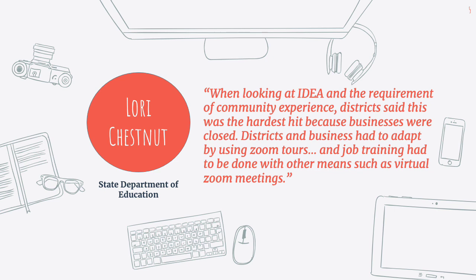Districts and businesses had to adapt by using Zoom tours, and job trainings had to be done by other means, such as those virtual Zoom meetings. The State Department expected districts to be at 100% compliance for transition services regardless of COVID-19. If districts were not compliant, they would be notified to do an IEP review and to make up the goals that were missed.